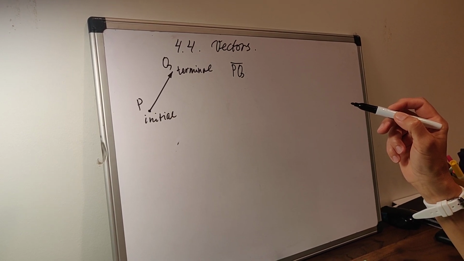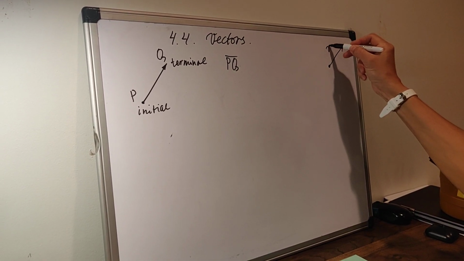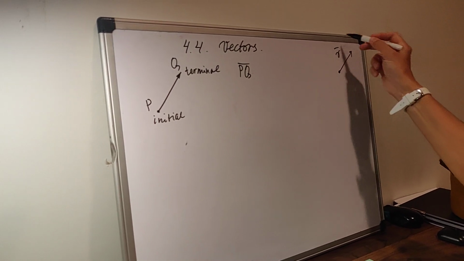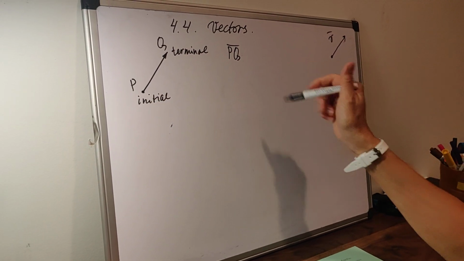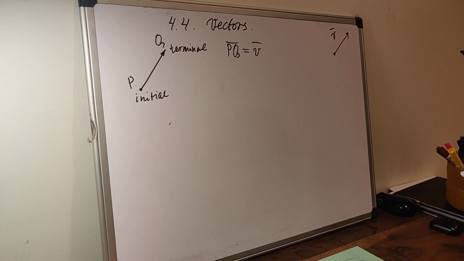Two vectors are equal if they have the same magnitude and the same direction. It does not matter that they sit at different points. For example, I'm going to draw my vector V, a totally different name, and it sits at a different part of the board, but magnitude and direction are the same, so I'm going to say that vector PQ equals vector V.